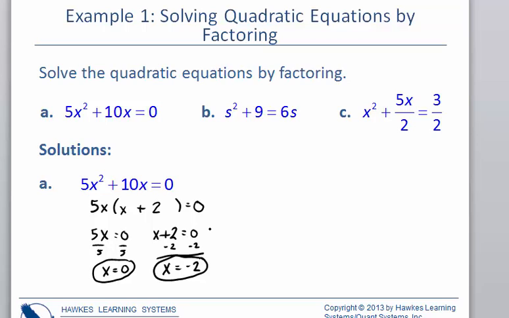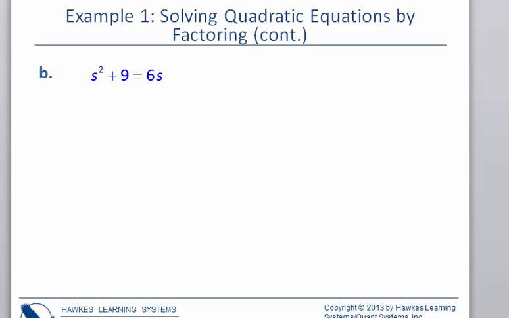Now, notice that in order to solve this quadratic equation, we had it set equal to 0. That is important as we move forward. We need to be sure that each time we go to solve a quadratic equation, it is set equal to 0. So note in part B, s squared plus 9 is equal to 6s. This equation is not set equal to 0. And so that would need to be our first step.